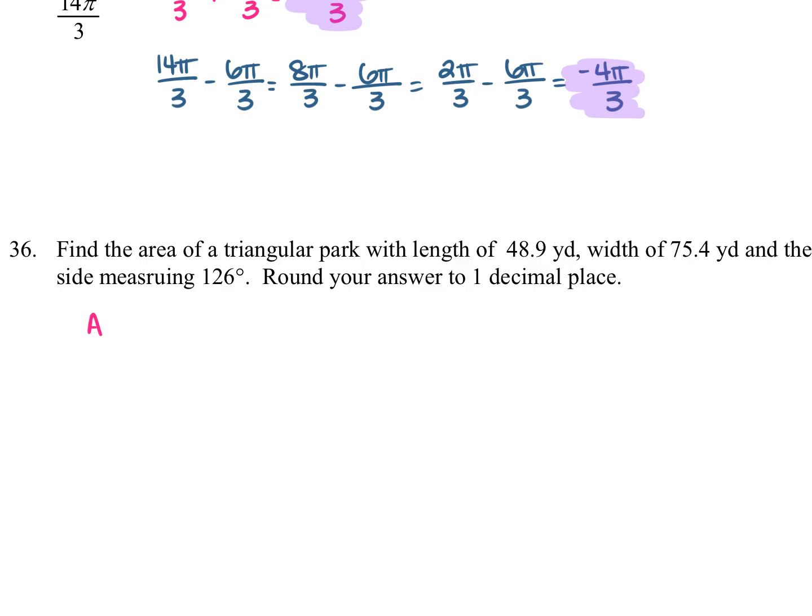So that's your side times the sine of your angle divided by 2. So we're going to have 48.9 times 75.4 times the sine of 126 all over 2, which gives us the area of 1,491.4 yards squared.